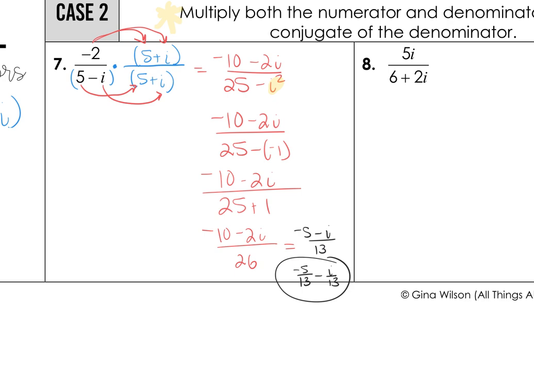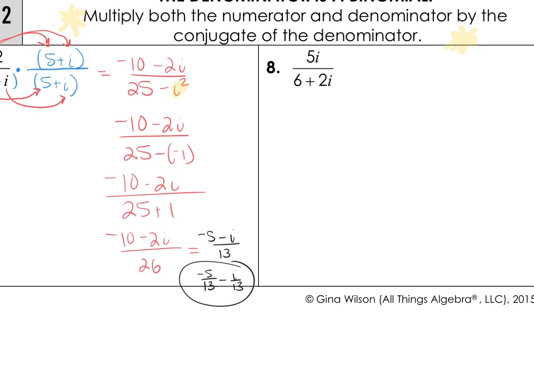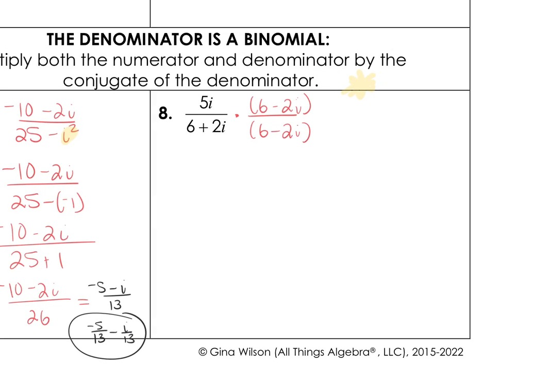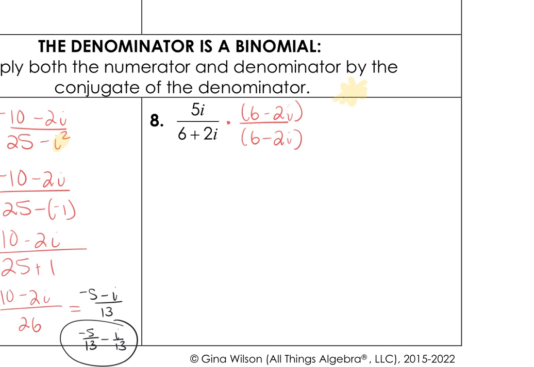If we look at number 8, we also are going to need to multiply top and bottom by the complex conjugate. So down at the bottom, it's 6 plus 2i. I'm going to switch it to make it 6 minus 2i. Notice I'm also putting parentheses around that. That just helps me out. Up in the top, we've got to distribute.